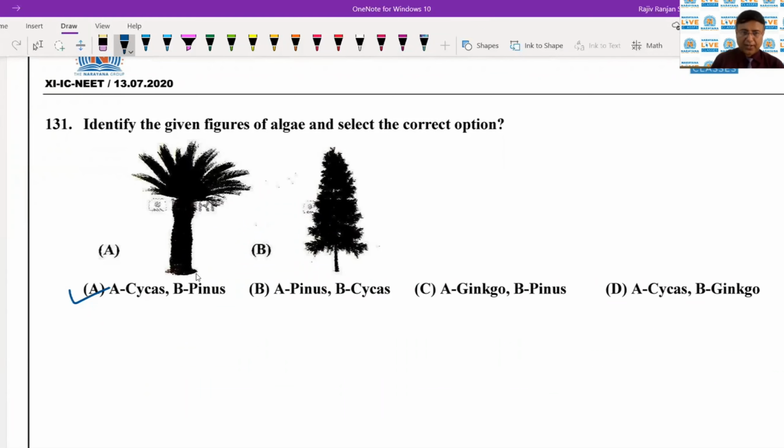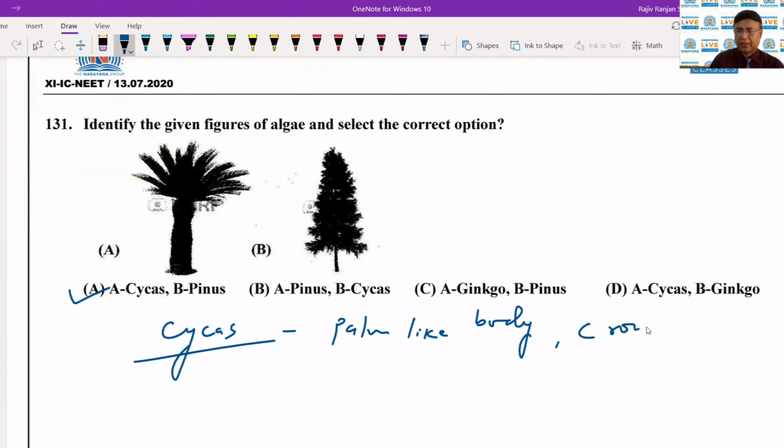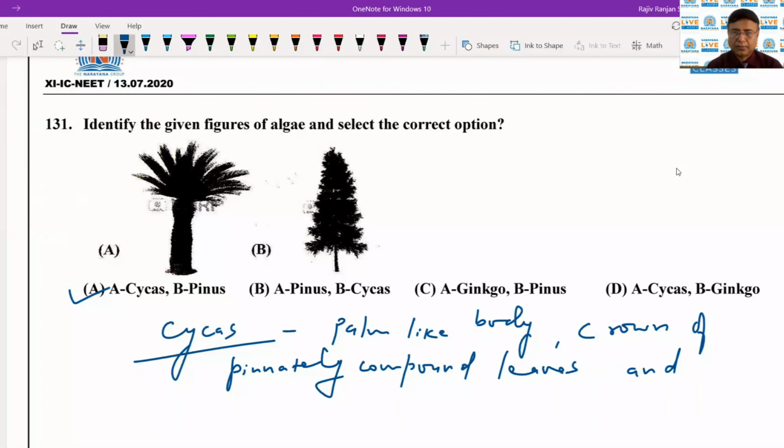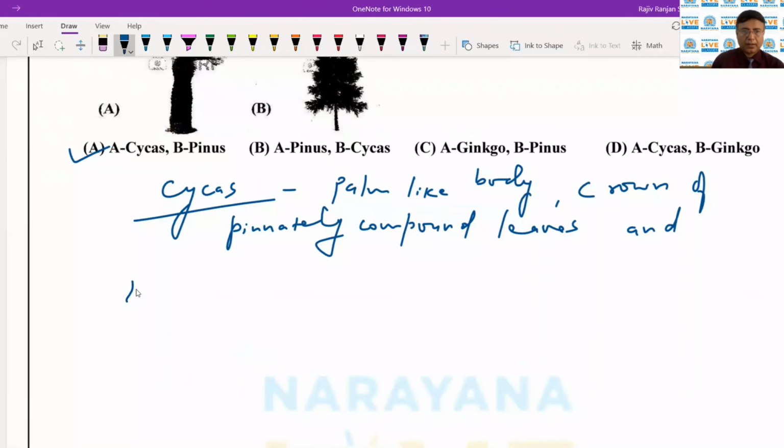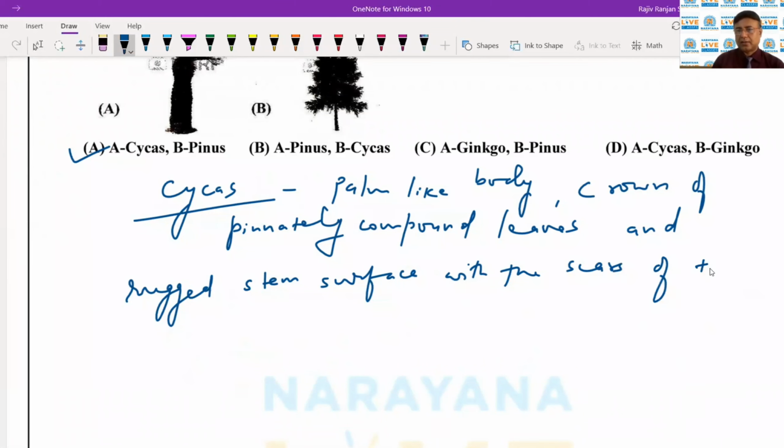B is Pinus. So Cycas can be recognized with the help of a palm-like body, a crown of pinnately compound leaves, and a rugged stem surface with the scars of the fallen leaves.